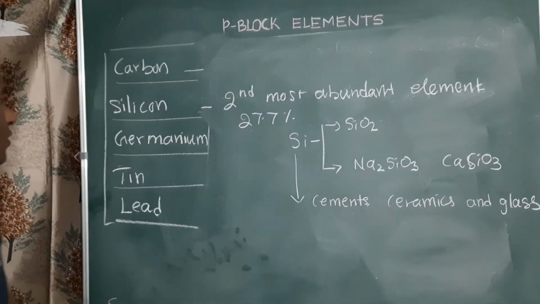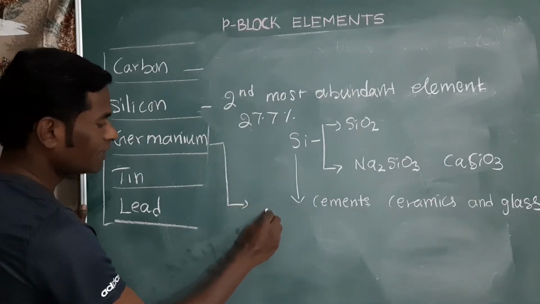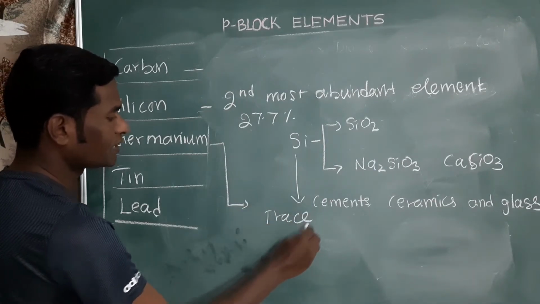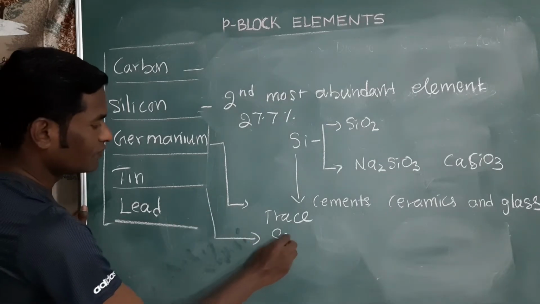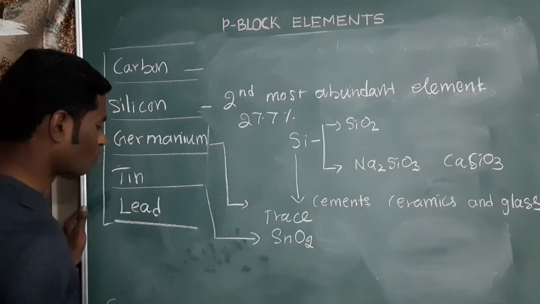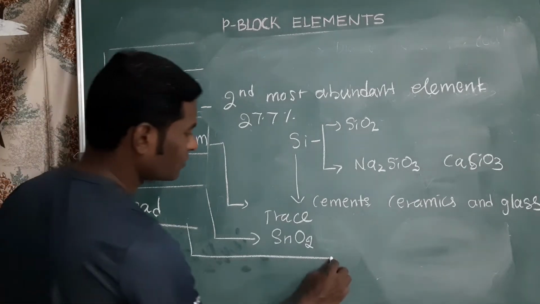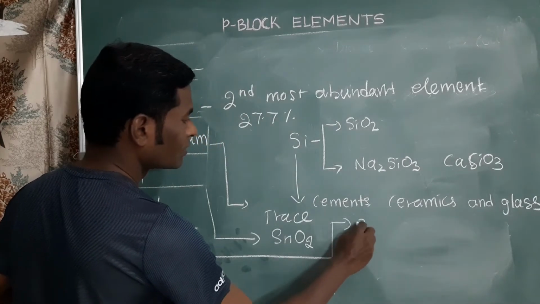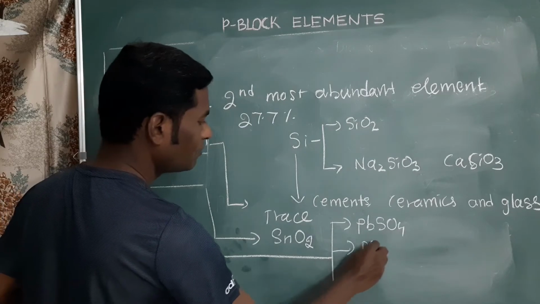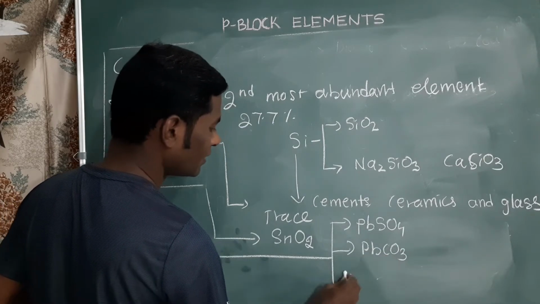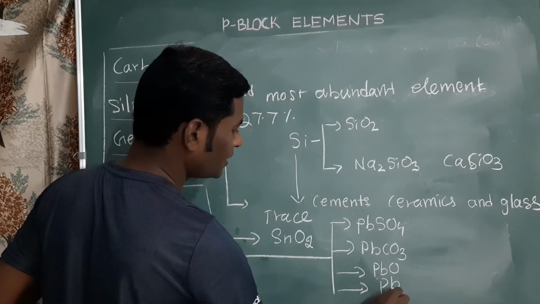Next element in group 14 is germanium. Germanium is obtained in very trace amounts in the earth crust. Tin is obtained in the form of its oxide SnO2. Lead is obtained in four important minerals: PbSO4, PbCO3, lead sulfate, lead carbonate, lead oxide PbO and PbS.